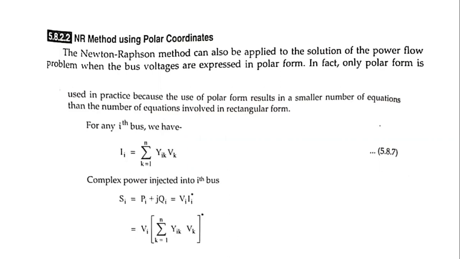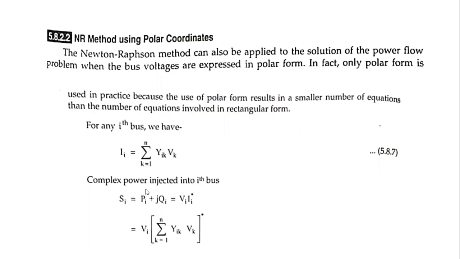Then the complex power injected to the ith bus, Si, is equal to Pi minus jQi, which is equal to Vi into Ii. Power means voltage into current, so it is taken as Vi into Ii. Therefore, substitute this Ii value, Ii is equal to sigma k equal to 1 to n Yik Vk.